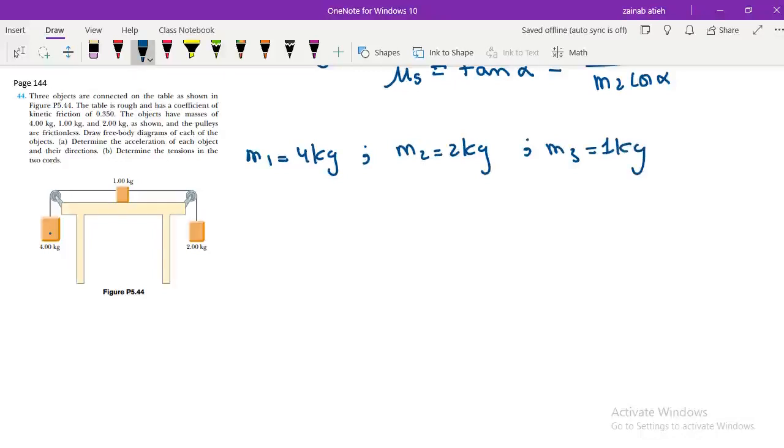The forces acting on the 4 kg object, which is M1: I have the weight, which is vertically downward, M1G, and I have the tension, I will call it T1. Okay, what are the forces acting on M2? We have the weight, which is M2G, and we have the tension, it's called T2.